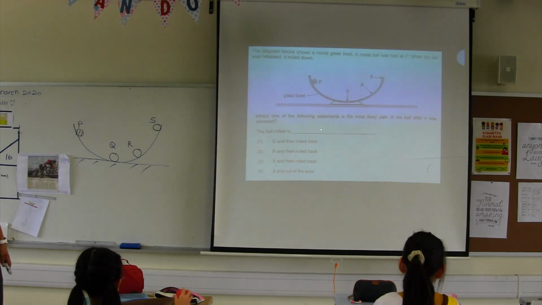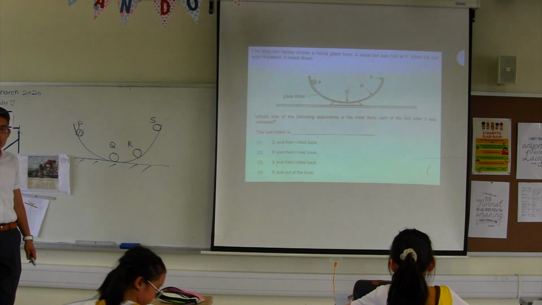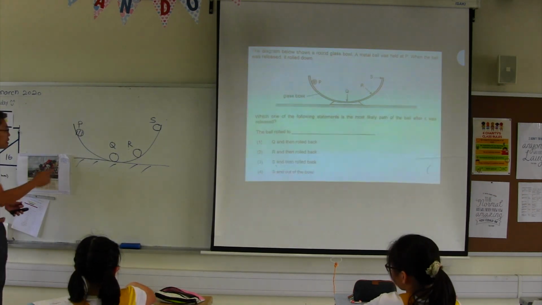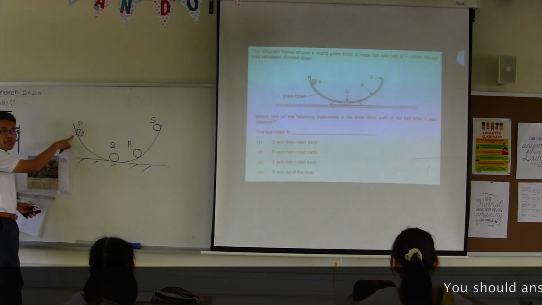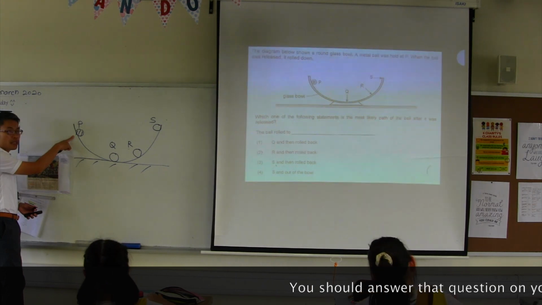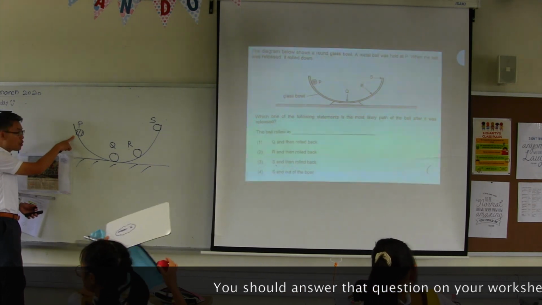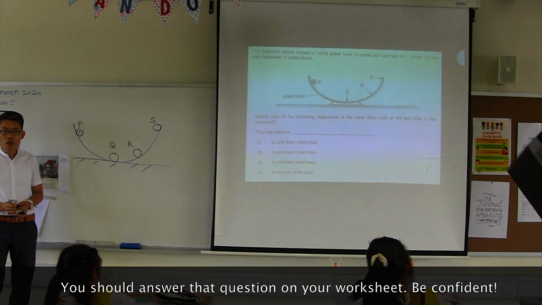Now, which one is the likely path of the ball when the ball was released? First, I want you to write on the whiteboard now. Tell me, what is the form of energy here before this person released the ball? I repeat, what is the form of energy here before this person released the ball? Go ahead and spell it out. Just write down the short form, either KE, GPE, whatever.